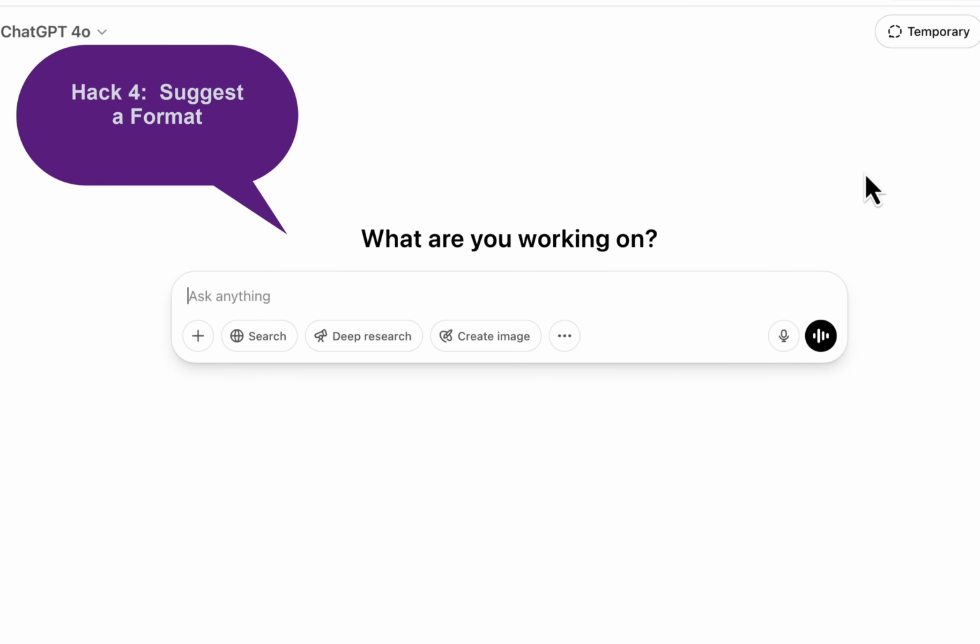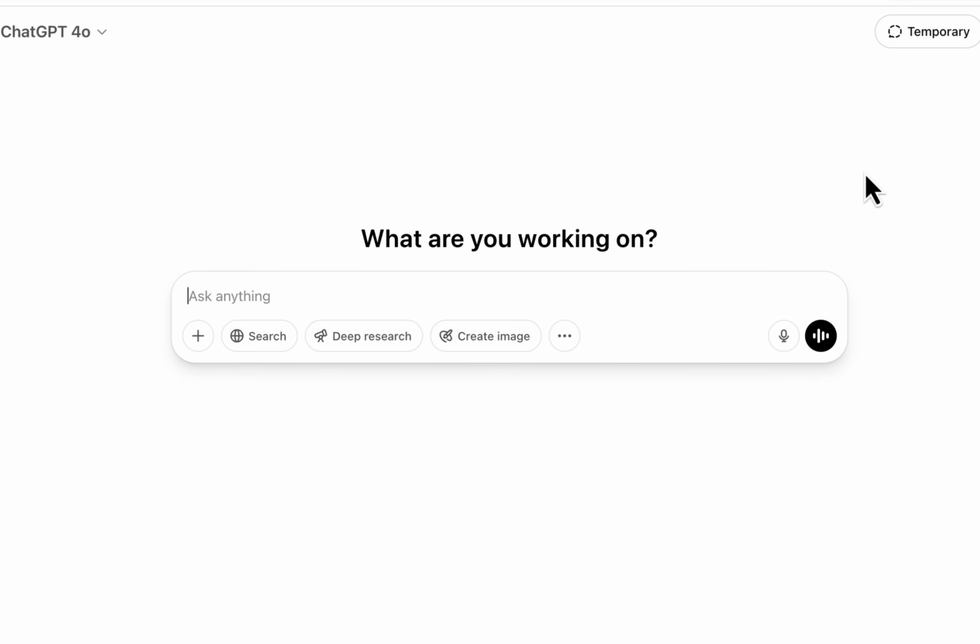So on to hack number 4. And this is surprisingly one that is always overlooked because people are in a hurry to start their deep research. And it's basically to suggest a format that you want your output to be in. Spend 2 or 3 minutes in the beginning to really think through the way you want your report to look like, and then specify the format. This will save you hours of work later on.